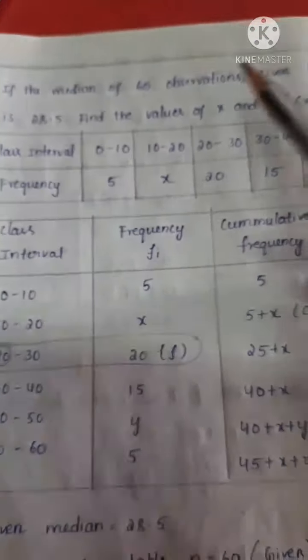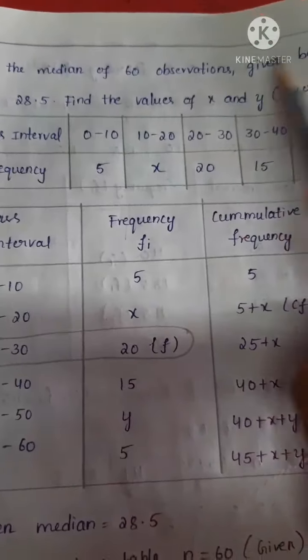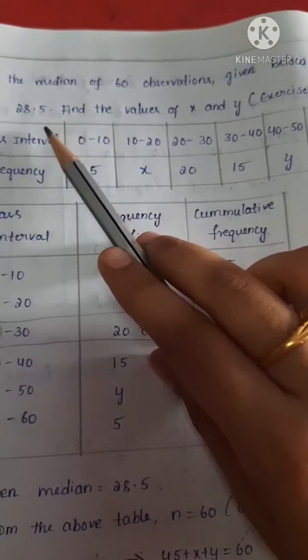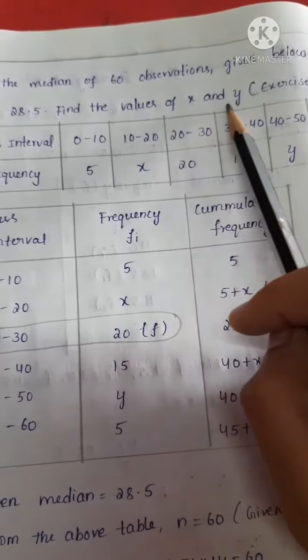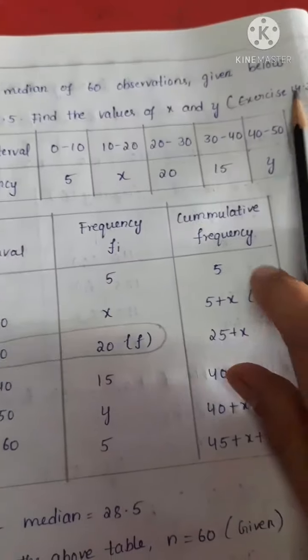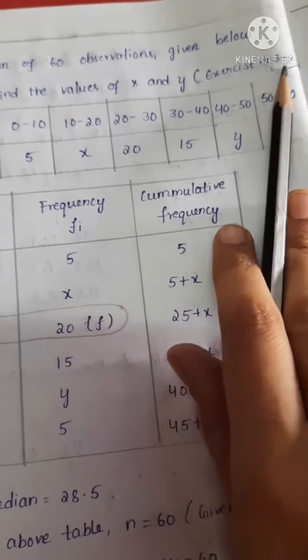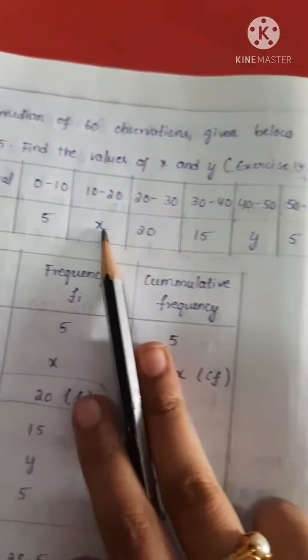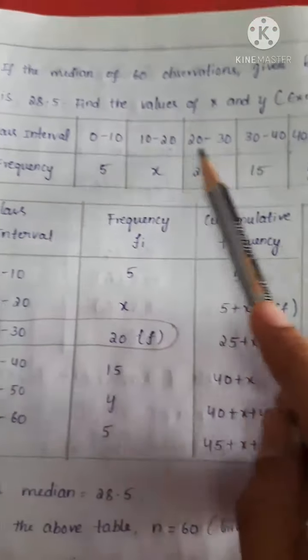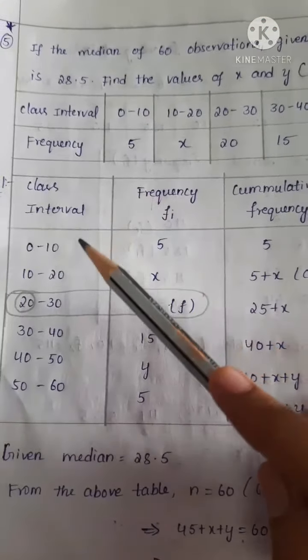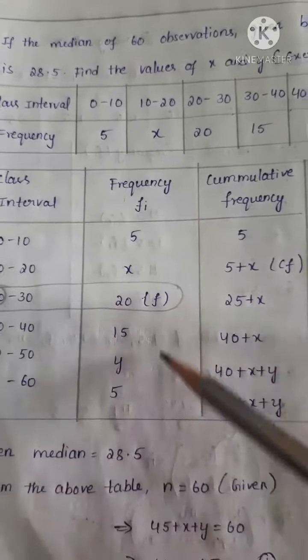Now, same like this median, we have to find the missing frequencies. Now look at these problems, missing frequencies. Here you can see the median of 60 observations given below is 28.5. So they have given the median value 28.5. Now find the values of x and y. This problem is in your exercise 14.3, second problem. Here we have to find the missing frequencies x and y. So first look at the information they have given, class intervals and frequencies. Just make the columns: class intervals column and frequencies column.